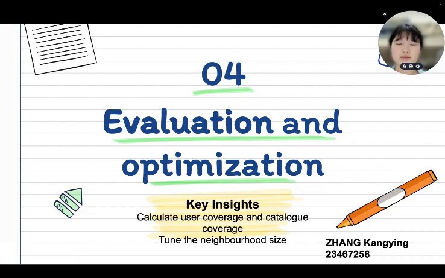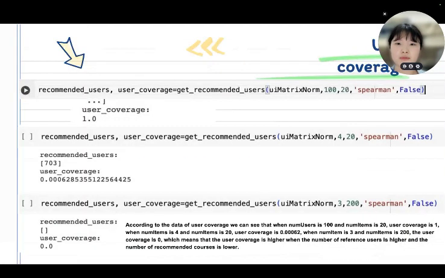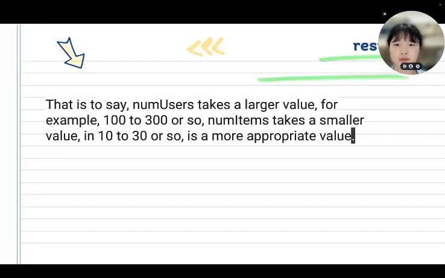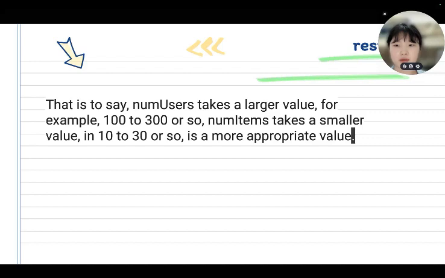The last part is evaluation and optimization. First, we look at the user coverage. We mainly take 4 parameters for reference, and we mainly train 2 of them. Let's move to the results. When users take a large value, for example, 100 to 300 or so, then items take a smaller value, 10 to 30 or so, it's a more appropriate value.